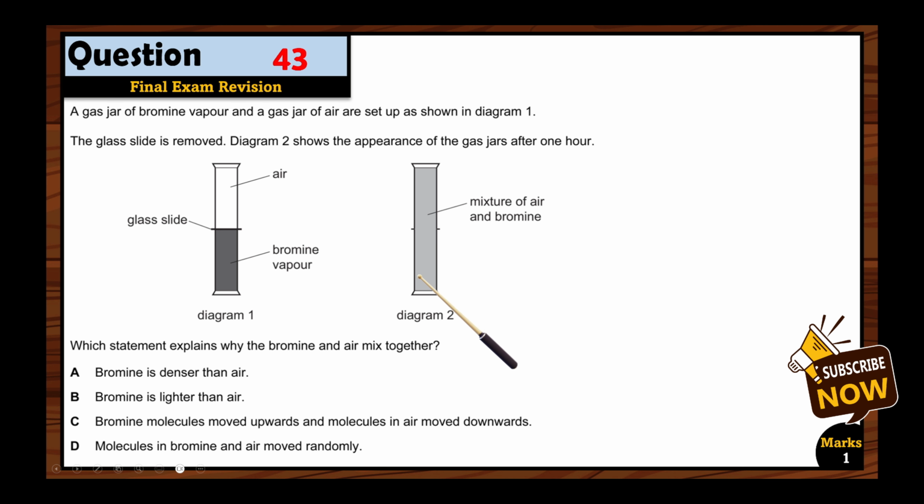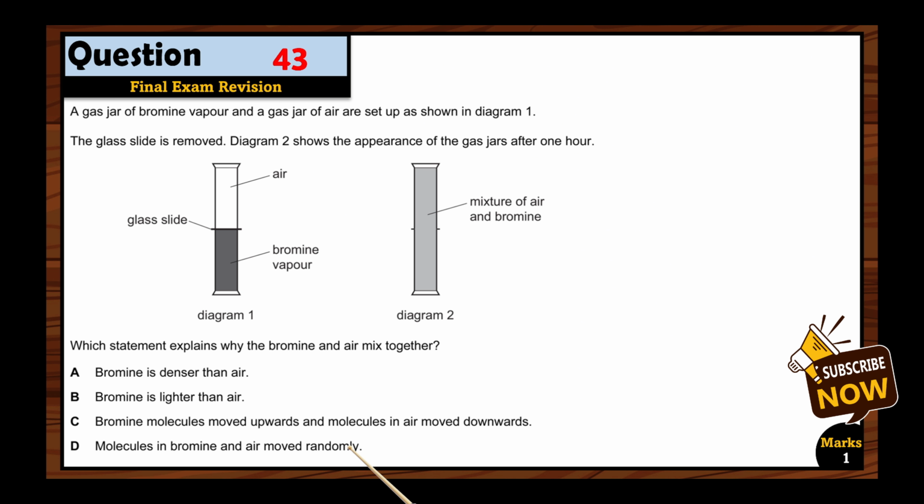If you see, the color of the bromine is lighter now. What does it mean? It means the movement is actually random. The diffusion of the particles is actually random. So this one is explaining the process of diffusion. Bromine is denser than air, bromine is lighter than air, bromine molecules move upwards and molecules in the air move downwards. Molecules in bromine and air move randomly. Yes, that option is right.